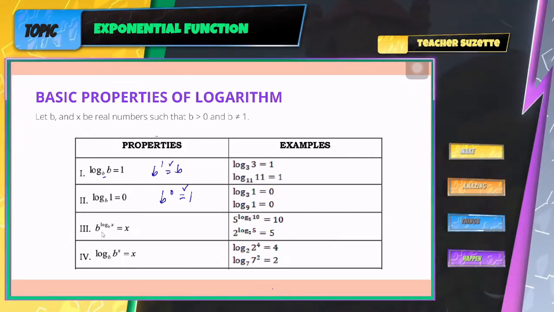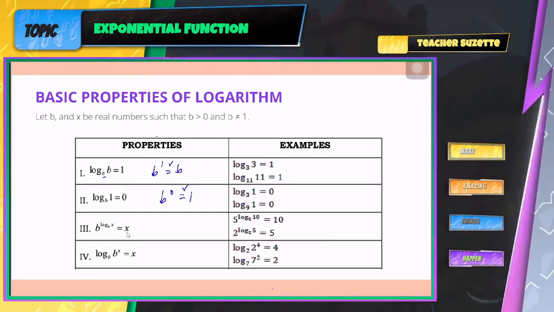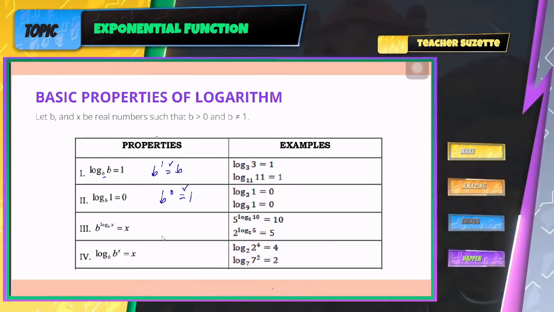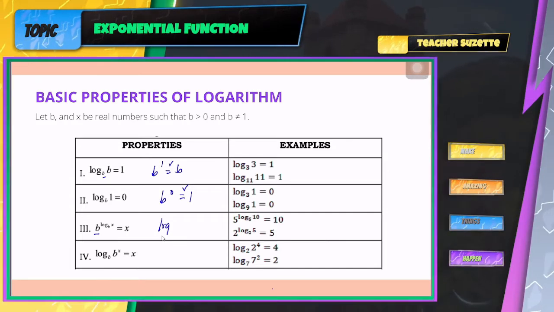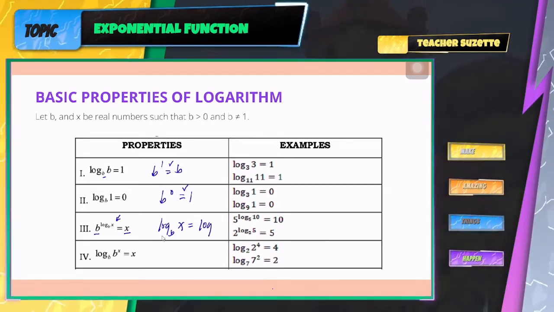Next one, for our third property, we have the base b raised to an exponent of the logarithm of x with base b, and that is equal to x. Let's show that it is true by expressing this exponential form in logarithmic form, which is the logarithm of our base b and our value, which is x. So, the logarithm of x with base b is equal to our exponent, which is the logarithm of x with base b. So, that is also true.